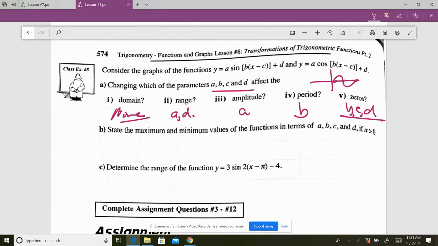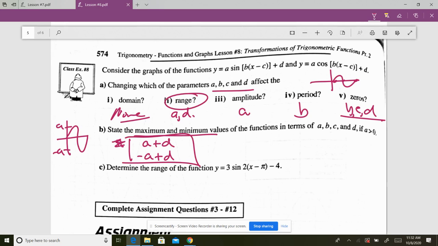Okay. I'm just going to give you this formula. Look at the range. The only 2 variables that affect the range are the A and the D value. The range will be A plus D, right? Whatever the amplitude is, plus whatever you shift up or down. But also because your graphs look like this, and you've got a negative A, you have to take that into account. So it's negative A plus D. Those 2 things will give you the range of your function.